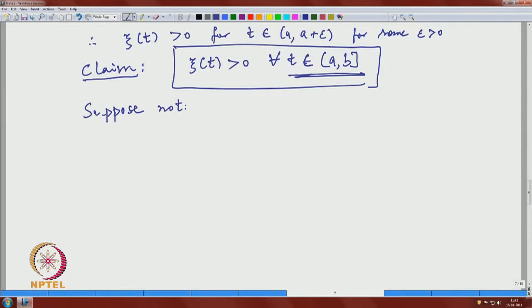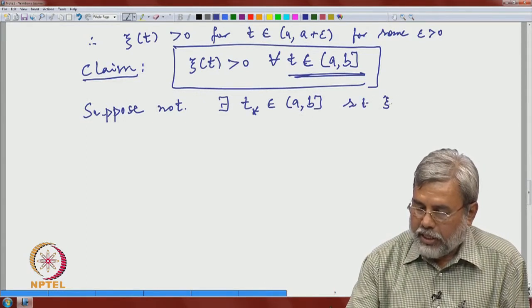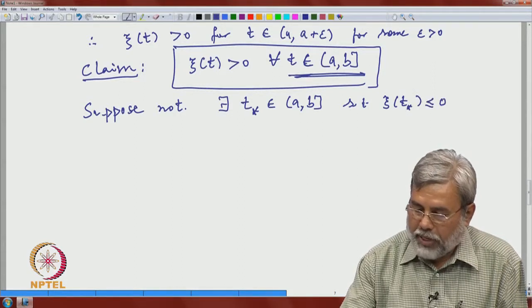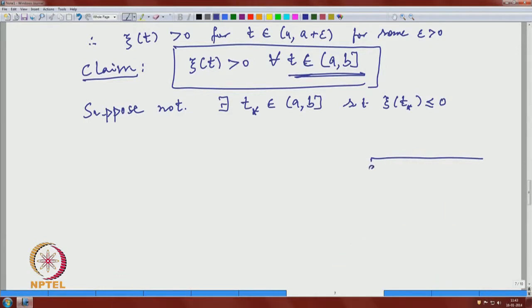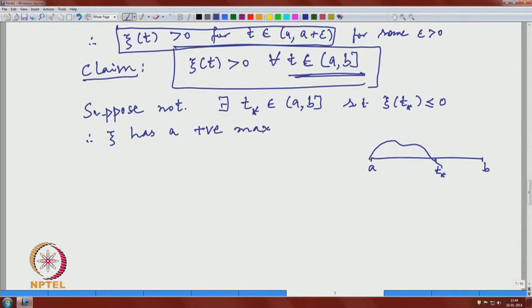Suppose not. So, what does that mean? So, there exists some t star in (a, b] such that j(t star) is less than or equal to 0. So, maybe better draw some diagram. So, there is a here, there is t star there, and there is b here. Okay. So, we already know that j is positive in some small neighborhood, that is important. Okay, it is positive there. Okay. So, it may be 0 here, okay. And then it comes. So, looking at the picture, j has a positive maximum, it could be just a relative maximum, no problem, in [a, t star].